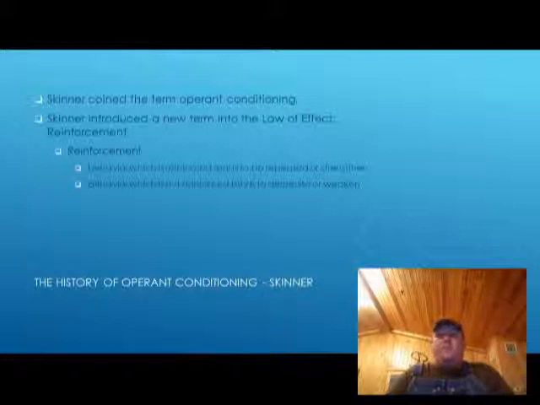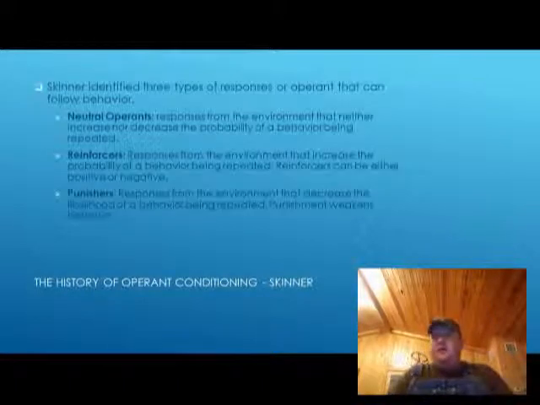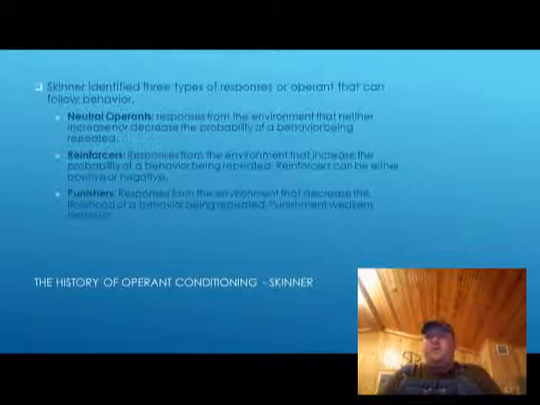Skinner coined the term operant conditioning. He introduced a new term into the law of effect called reinforcement. Reinforcement is behavior which is reinforced, leads to repeated or strengthened behavior. Behavior which is not reinforced tends to decrease or weaken. Skinner identified three responses to the operant that can follow behavior: neutral operants, reinforcers, and punishers.